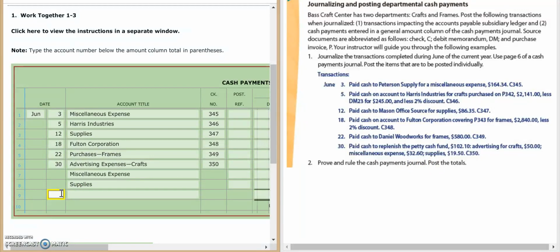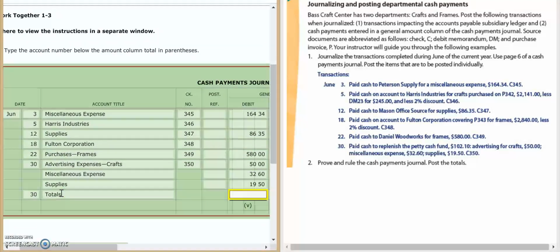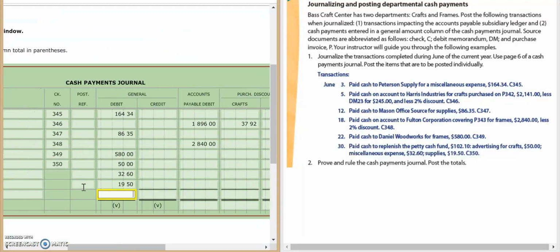So June has 30 days, so we put totals here. And then if I slide over, what we need to do is just total all of these up. When I total all of my general debits, I get a total of $932.79. We can leave the total for general credit blank. I think if you tried to put a 0, it's going to remove it for you. Yes, it will. Okay, then we head over to our accounts payable debit.